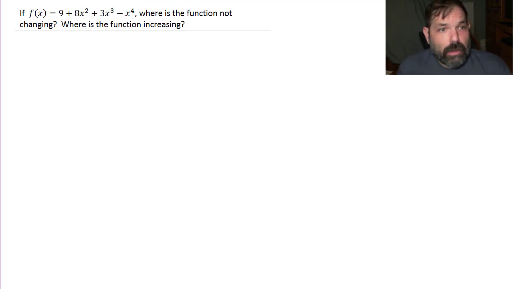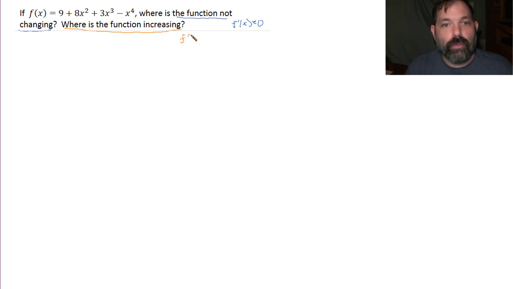All right, an application. Our function is 9 plus 8x squared plus 3x cubed minus x to the 4th. Where is the function not changing? Where is the function increasing? All right, let's think about this. Where is the function not changing? Not changing, we want the derivative to be 0. Where is the function increasing? Where is the derivative positive? That's what we need to ask ourselves.